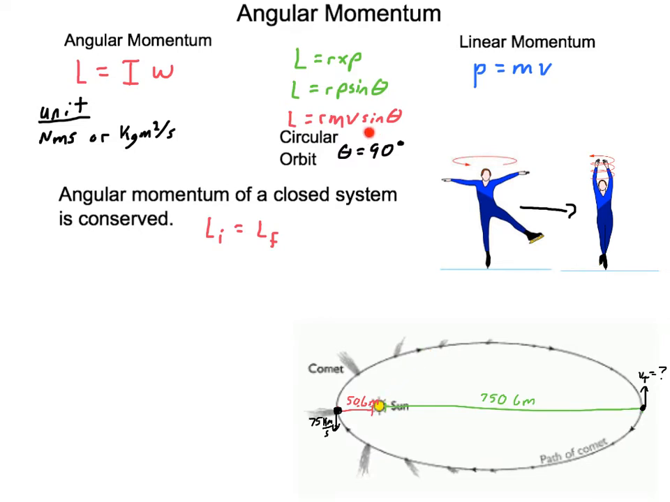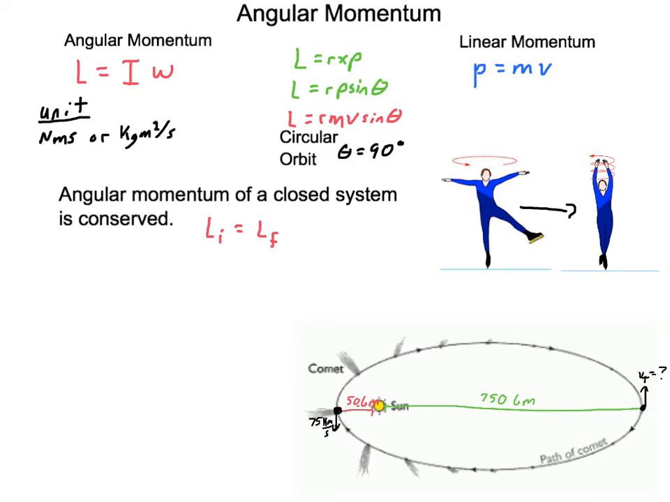The reason you need sine theta is because if the velocity at this point is coming this way, the radius, note that you're going to end up having an angle there between them, and so that's where the sine theta comes from. The only time that your sine theta is 90 degrees is whenever you're in a perfect circular orbit, or if you're in an ellipse at the very ends of the ellipse, at the minimal distance to the sun and the maximum distance.